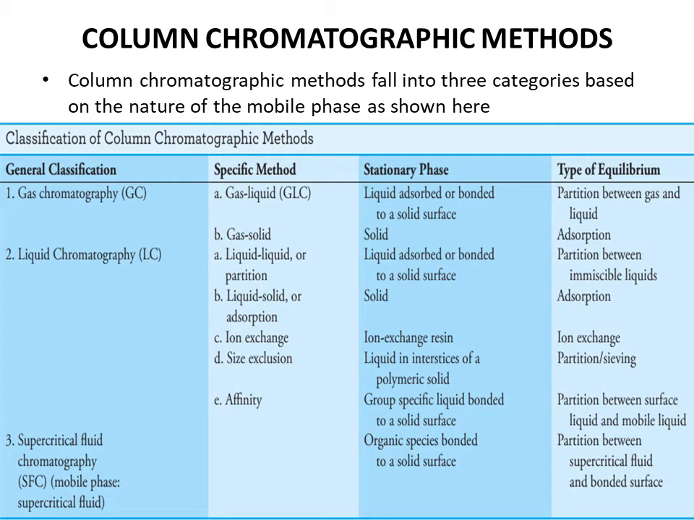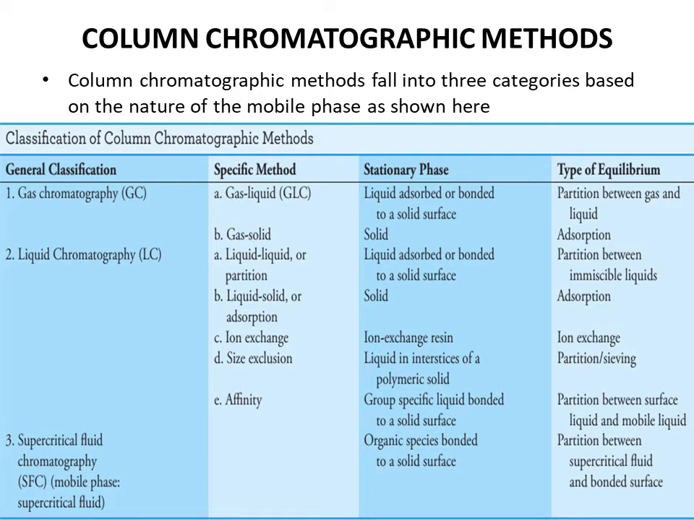Now the second type, in which the mobile phase is in liquid state, is called liquid chromatography, LC. There are five further types of it, meaning different stationary phases can be used. If the stationary phase is liquid, adsorbed or bonded to a solid surface, then this method is called liquid-liquid or partition chromatography. Definitely the equilibrium will be partition between these two immiscible liquids.